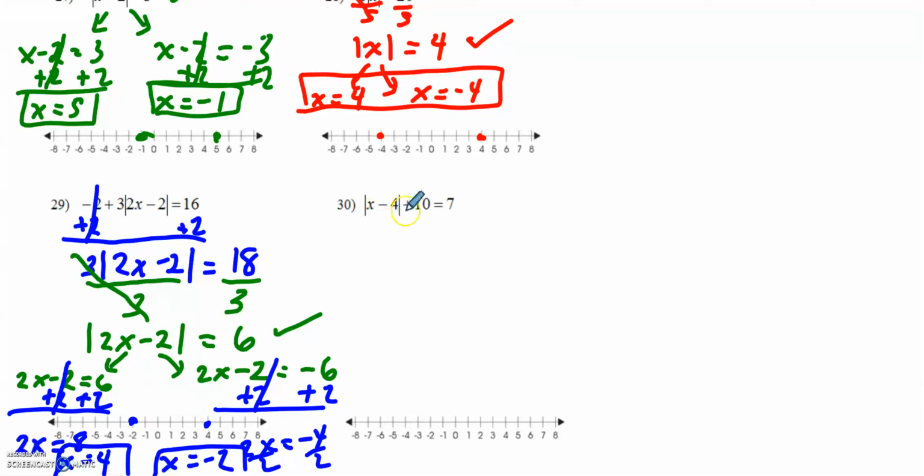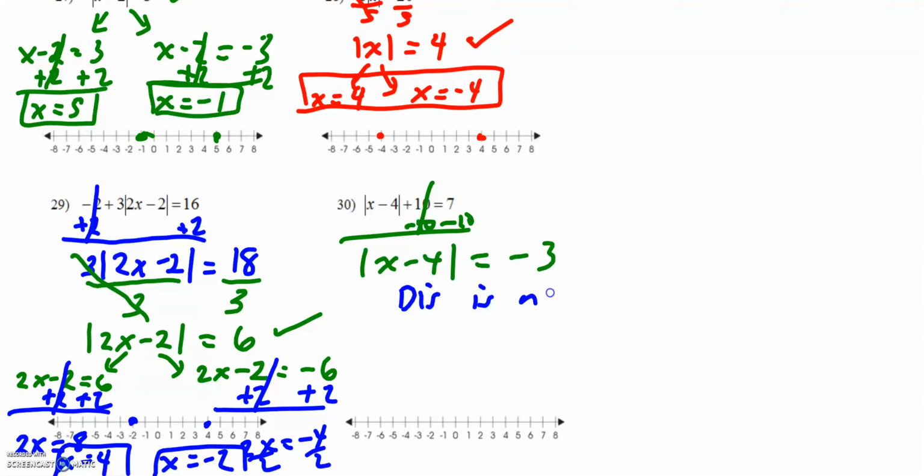Number 30, my bars are not alone, but what I can do is subtract 10 to the other side first. And if I do that, I would get that the absolute value of x minus 4 is equal to a negative 3. Now that the bars are alone, I ask myself what this says. And this time, we have distance is a negative number. And as we discussed, distance is always positive, so this is impossible. So my answer is no solution. And because it's no solution, I cannot do anything on my number line.